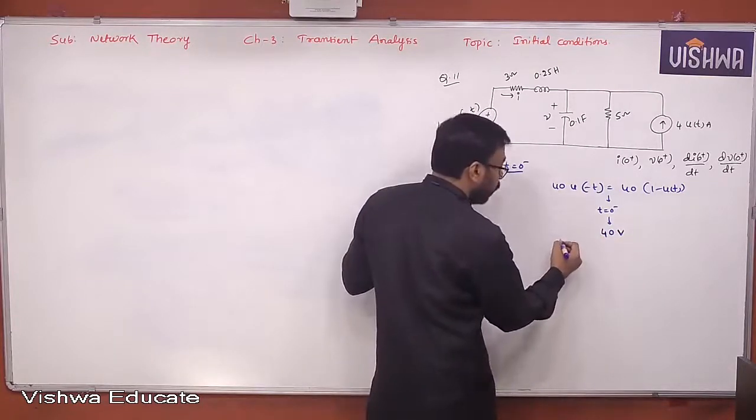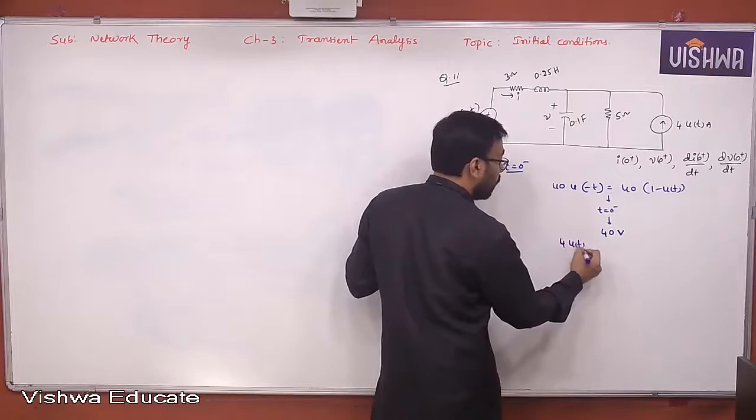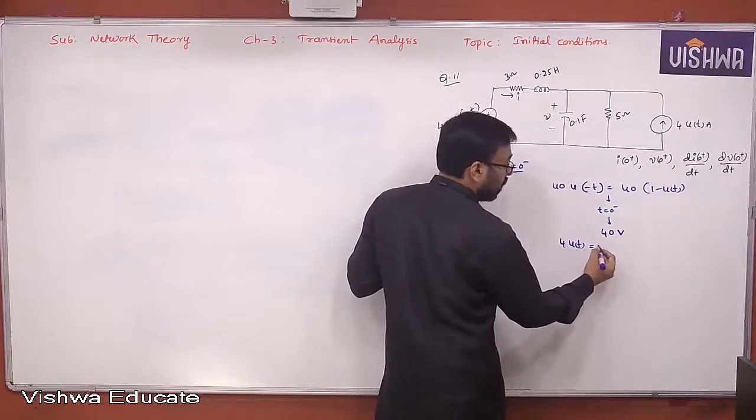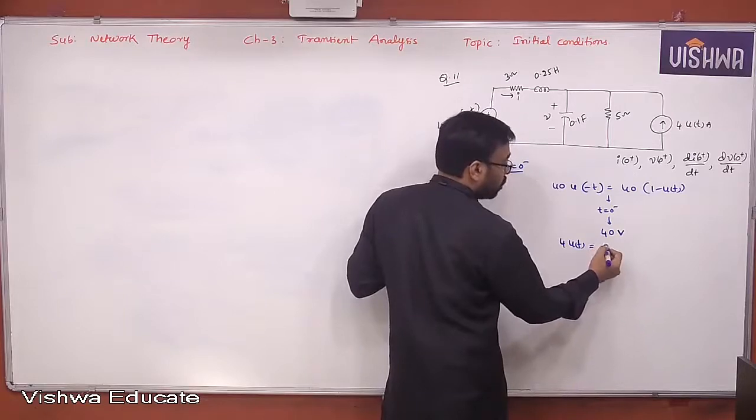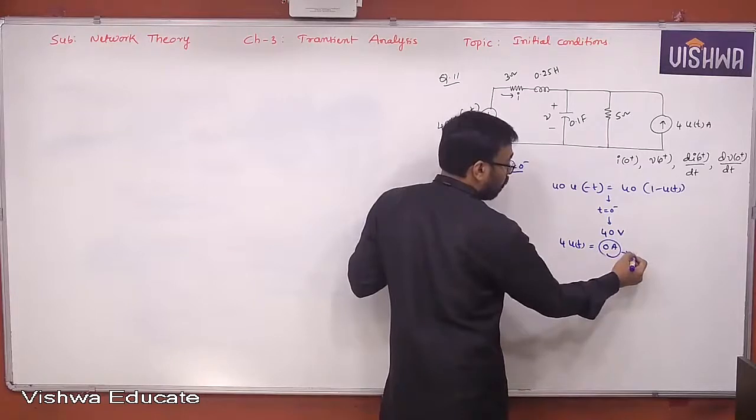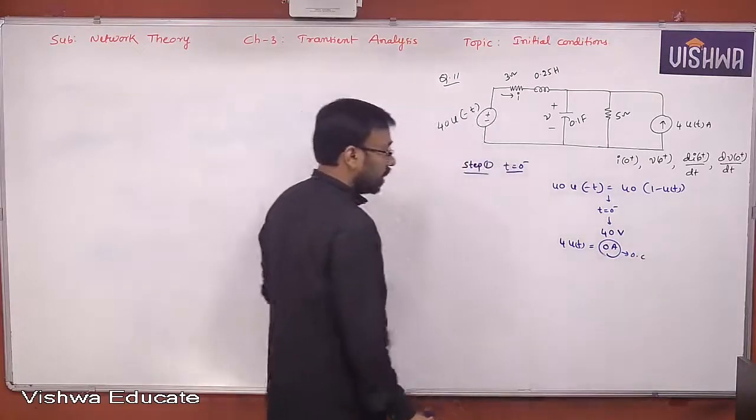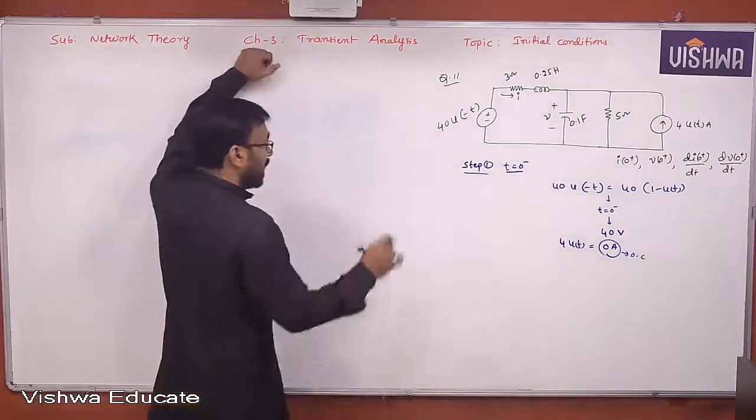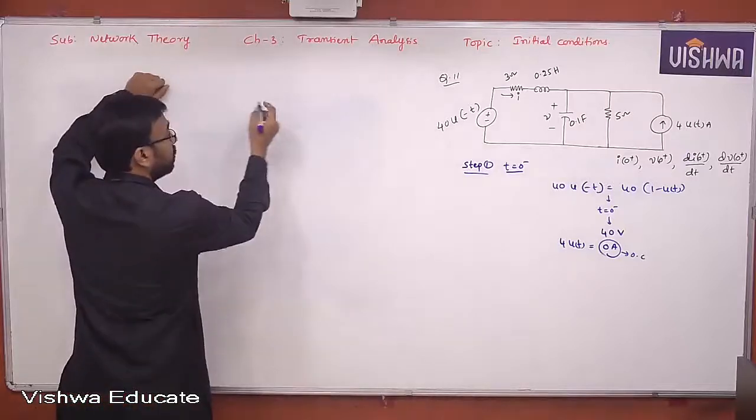Similarly, 4 into u of t, for t less than 0, its value will become 0 amperes. 0 amperes refers to what? Open circuit. Yes or no, all of you? Okay. Therefore, let me draw that circuit again here quickly.